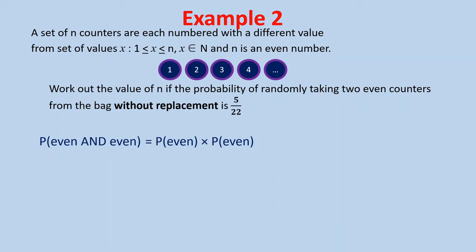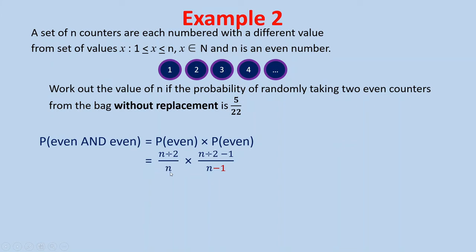The probability that you take an even counter and take another even counter, because these are independent events, we multiply their probabilities together. The probability that the first counter we take out of the bag is even is the number of even numbers in the bag out of the total number of counters in the bag. We said that there were just as many even numbers as odd numbers because there's an even number of counters in the bag. Half of those counters are even out of the total number of counters in the bag.